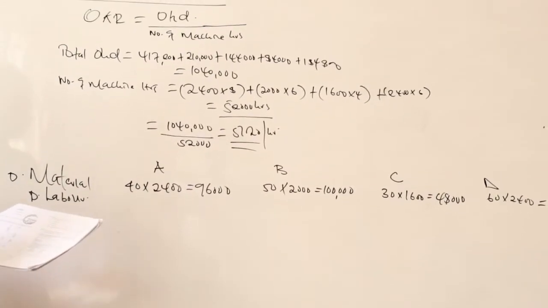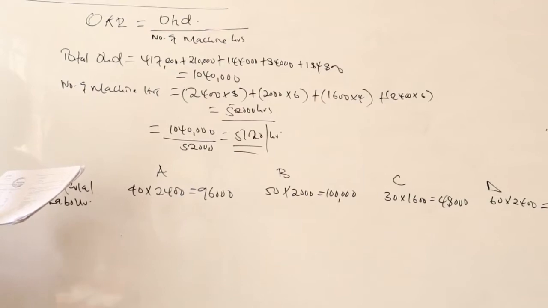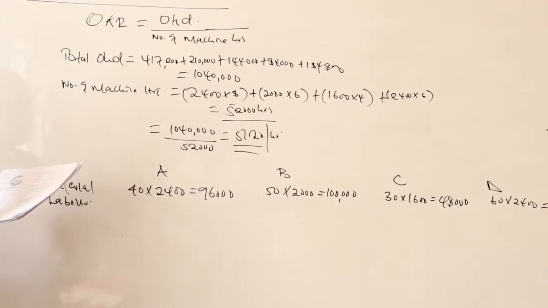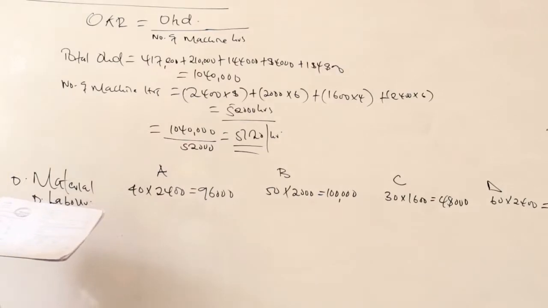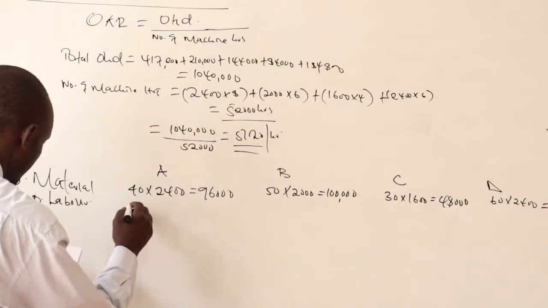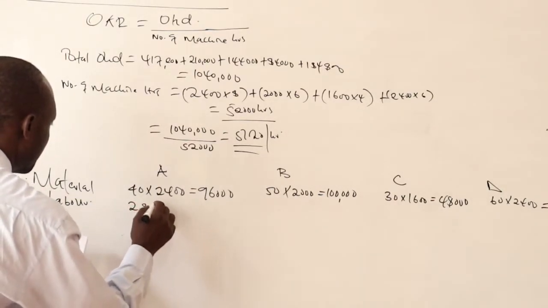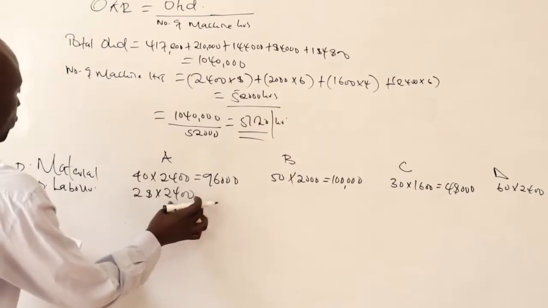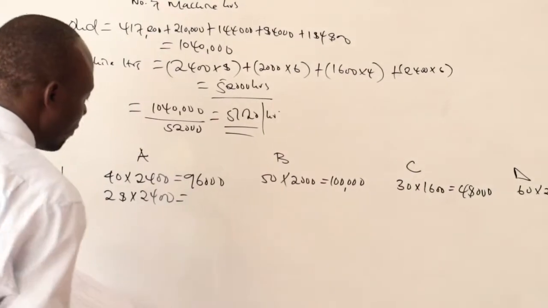We have been told each unit requires 28. Direct labor per unit is 28 shillings per unit. So again, we are going to multiply 28 for A times the total number of units. It requires 28 shillings per unit. The total number of units produced were 2,400. We get the value there.